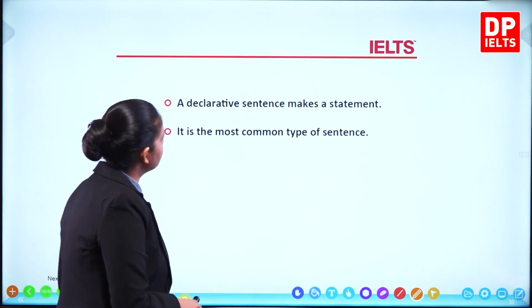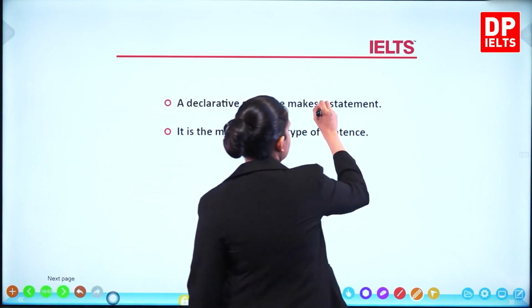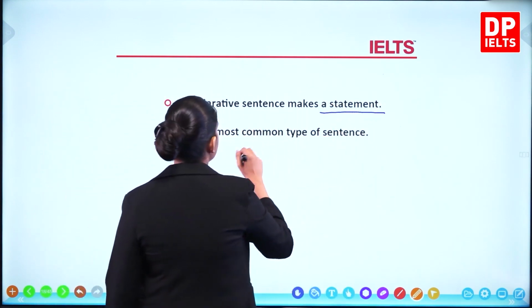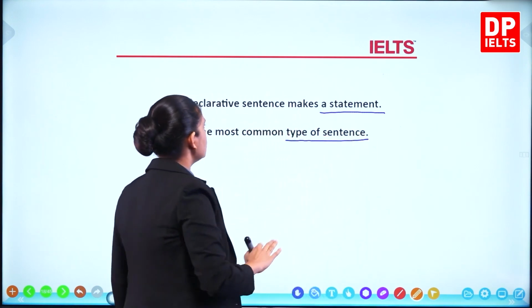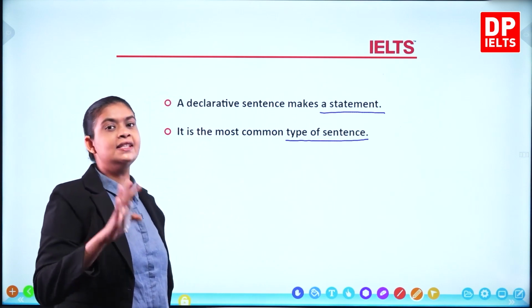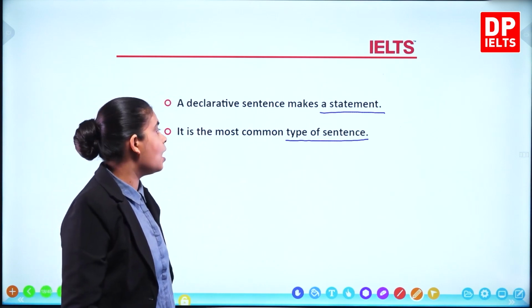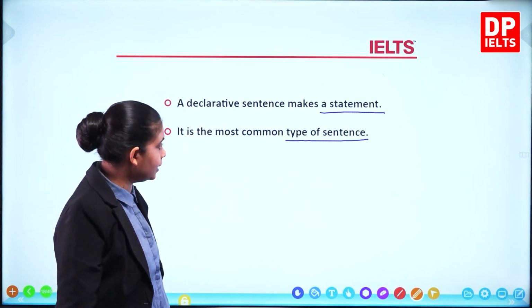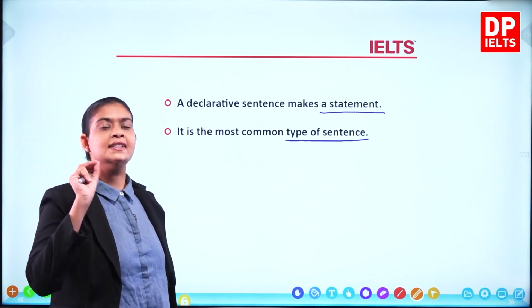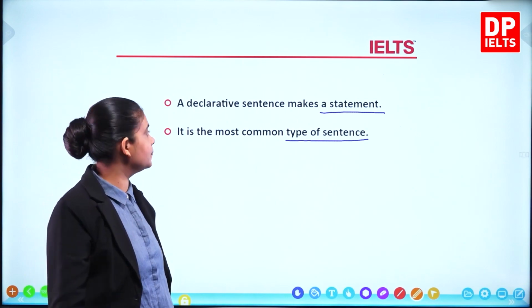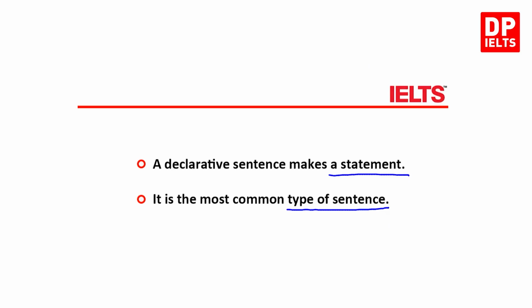A declarative sentence makes a statement. It is the most common type of sentence. So usually these types of sentences are the most common type, and these sentences make a statement, right? A declarative sentence makes a statement.